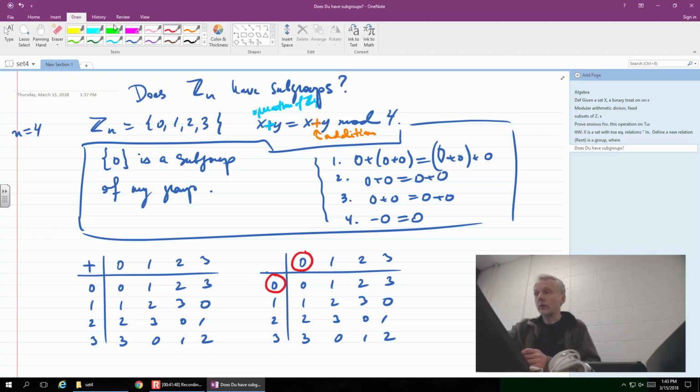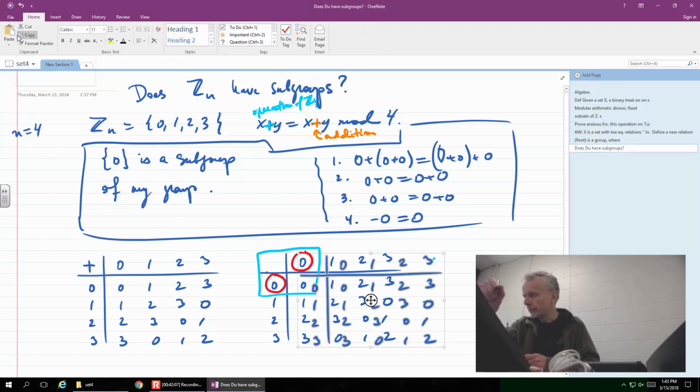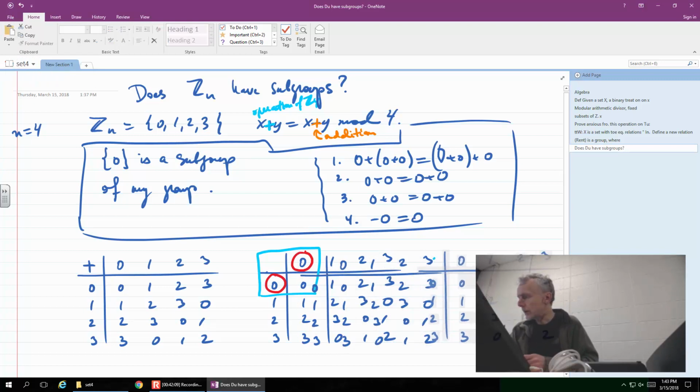Okay, then you see the table. This is the table of the 0 group, the addition table of the 0 group. Okay, so it works out because 0 plus 0 equals 0, so we are okay.